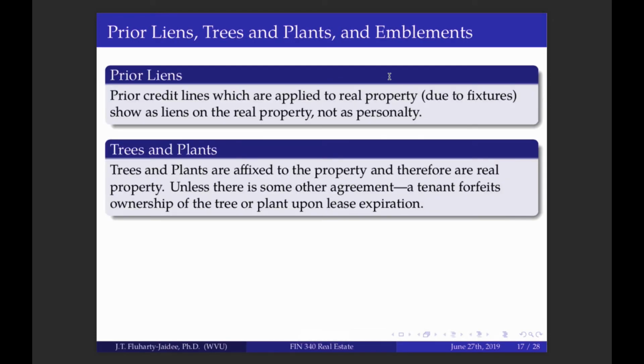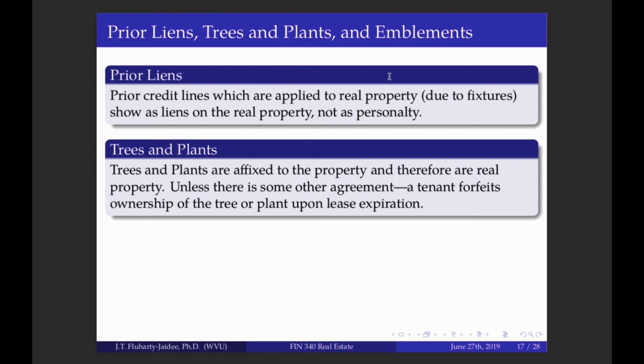Trees and plants that are planted on the property become the ownership of the real estate itself, unless there's some other agreement. If you are a tenant and you plant a tree or shrubbery on the property, then it becomes the ownership of the lessor, the person who owns the land itself. You may be asked to remove it when you leave the tenancy agreement, or you can leave it there. But if you leave it there, it is not your property. You can remove it before your lease is up and keep that property with you.